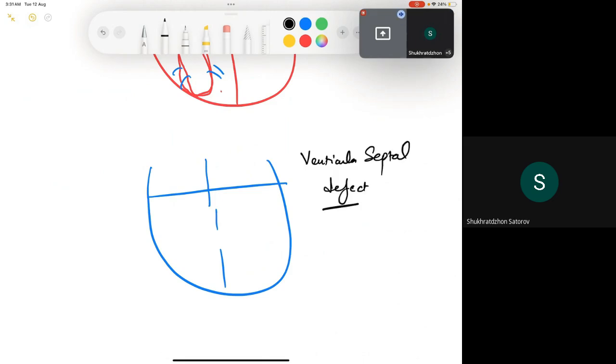In this ventricular septal defect, what happens? The blood from the left ventricle is going to enter into the right ventricle. And we discussed, if the defect size is small, what would happen to the intensity of the murmur? The intensity of the murmur would increase. If the defect size is bigger, the intensity of the murmur will be less.